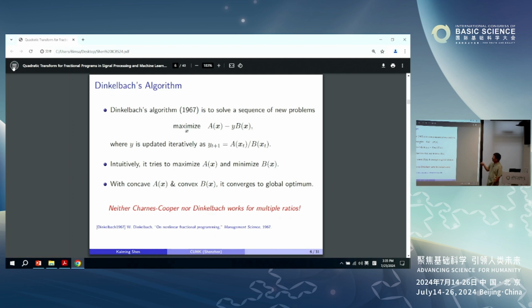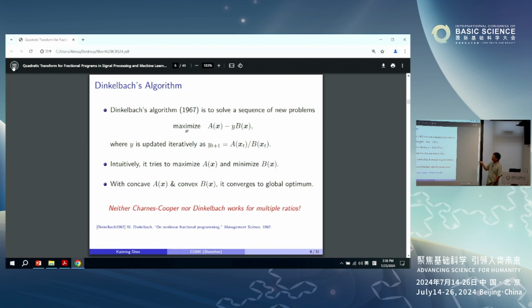But a new variable y is introduced by Dinkelbach's algorithm. The penalty is multiplied by y, so y can be thought of as the price of the penalty. It turns out that if y is fixed, the new problem is convex in x because a is concave, b is convex, and therefore the new objective function is concave in x. So the problem is convex, and it can be easily solved by standard numerical methods.